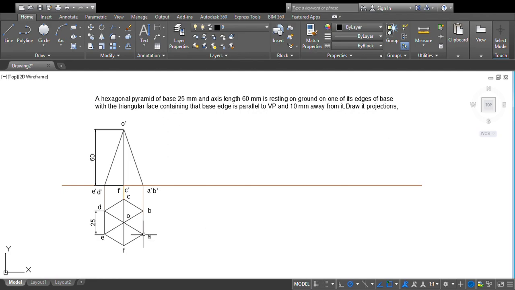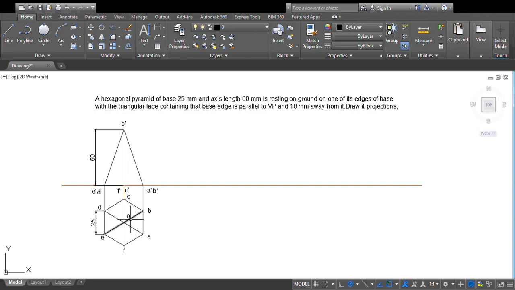So you can draw that line, then you can take 120 degrees from point B and draw the line BC at 25 mm. Again from C, with 120 degrees included angle and 25 mm, you can get the point D. In that way you can complete the hexagon. Now to get the apex, you join the opposite corners.